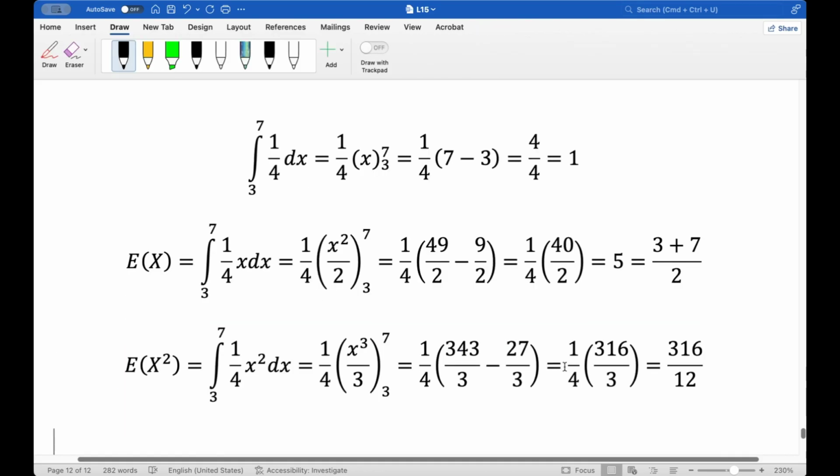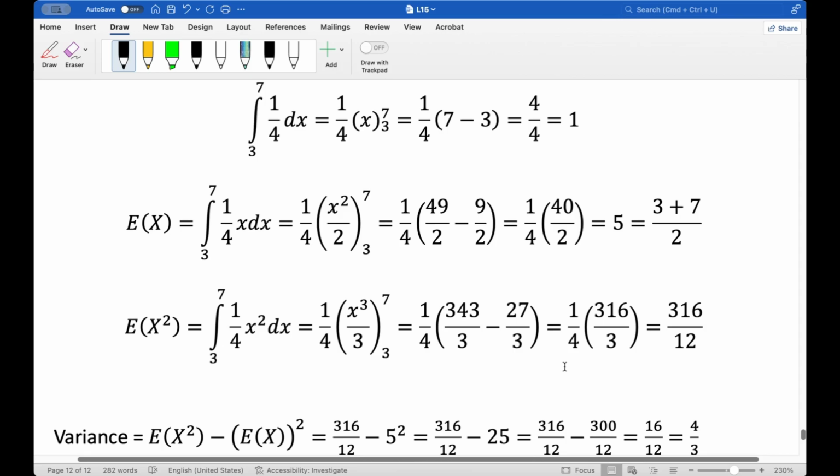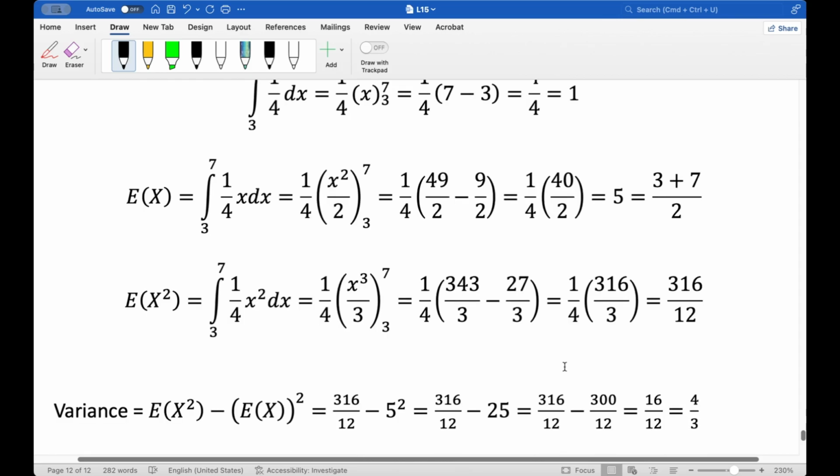And then we do the formula for the variance. It's the expected value of x squared minus the mean squared. So it's 316 over 12 minus e of x squared, minus 5 squared, which is minus 25. 25 common denominator is 300 over 12. Subtracting, you do get 16 over 12, which is b minus a squared. It's 4 squared over 12. Or you could reduce it down to 4/3. So the mean here was 5, variance 4/3.